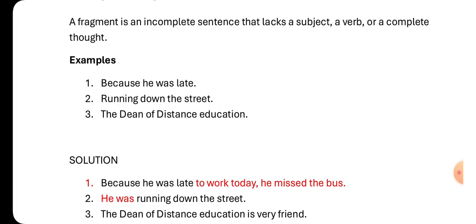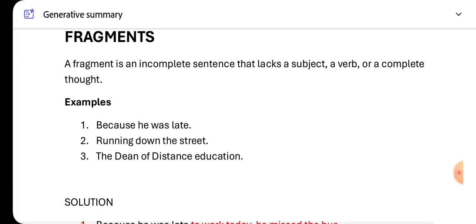So the next one says, running down the street. Running down the street. What happened? Running down the street is what? An incomplete sentence, or it doesn't make sense. So you need to add some words to make it complete. And the last one is what? And the dean of distance education. The dean of distance education doesn't make sense. So the dean of distance education has done what? Okay, so you are not telling me what the dean of distance education has done. Is he fantastic? Is he a good person? Is he a bad person? You didn't add anything to it.